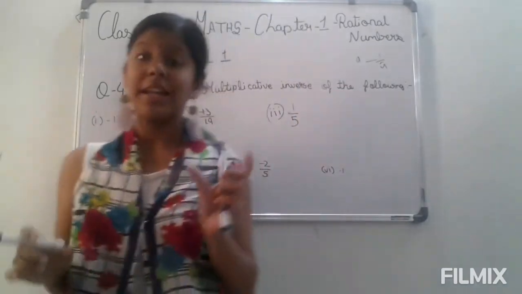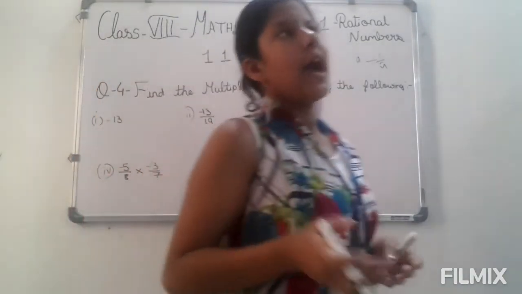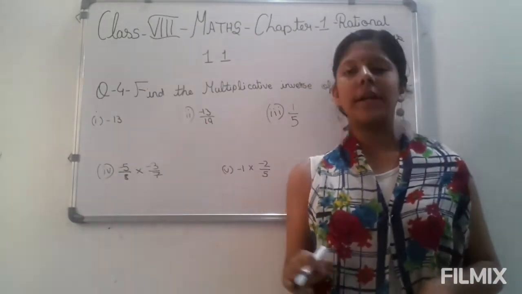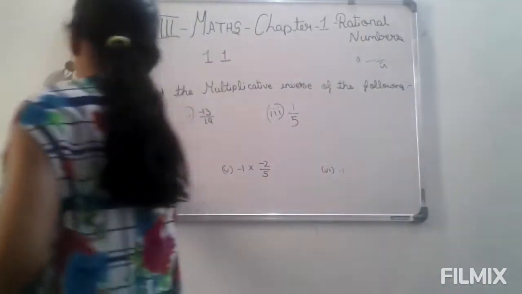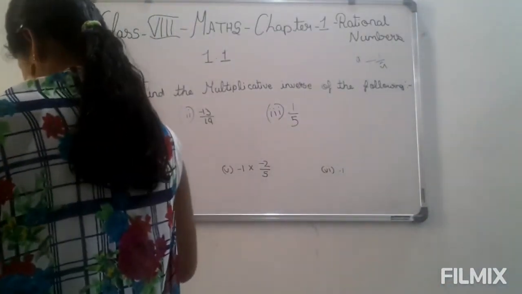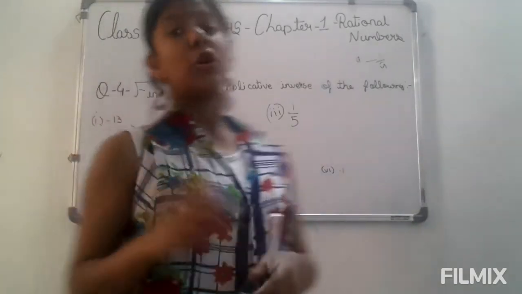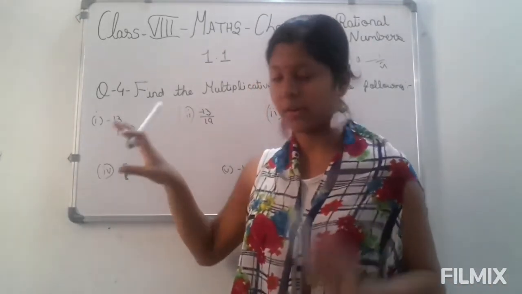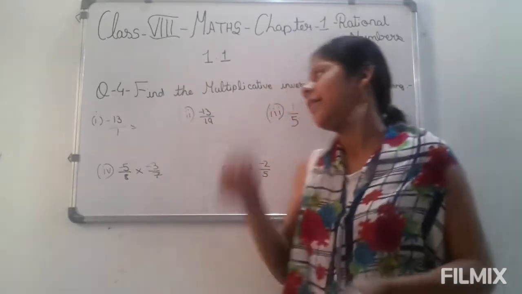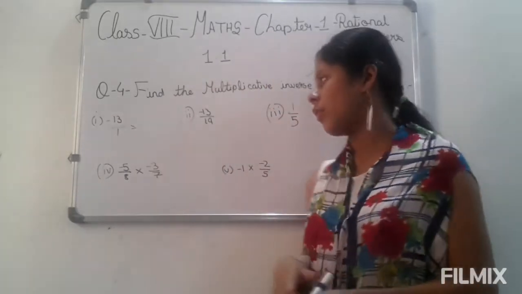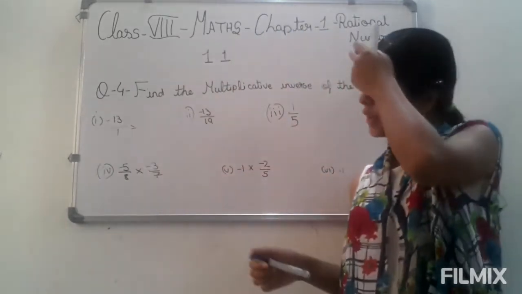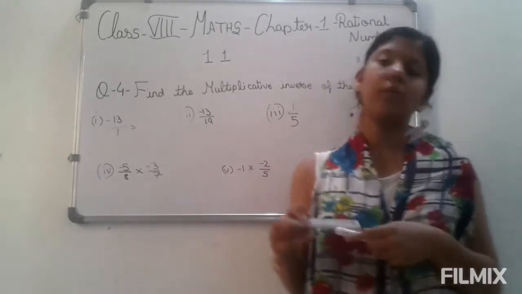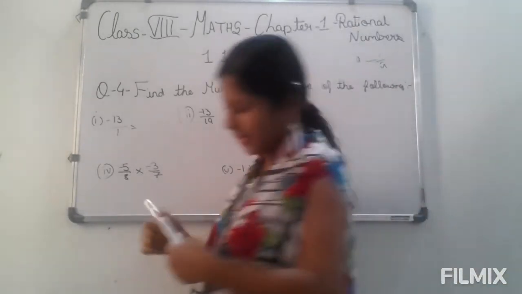So I got an integer. Now I don't have any denominator, I only got the numerator, so we will assume the denominator as 1. So the reciprocal of minus 13 will be... this is the question actually. Now we have to reciprocal it. The numerator becomes the denominator, and the denominator becomes the numerator. So what will be the answer? Yes, 1 upon minus 13.